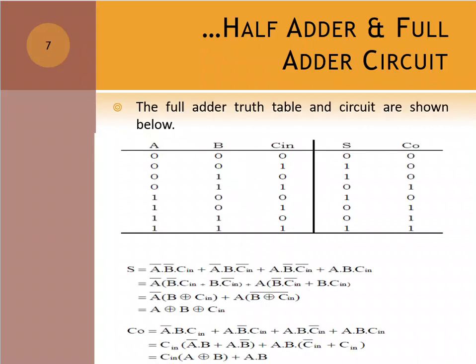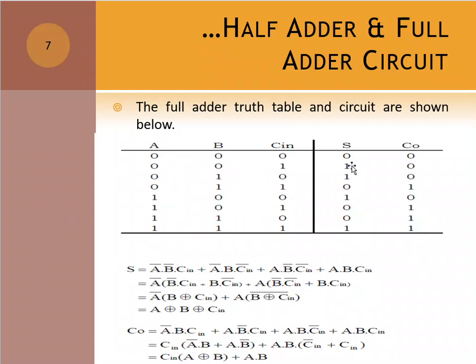So next, if you consider C in here, you are going to have 8 possible combinations. So A0, B0, C in can be either 0 or 1. The same thing when A0, B1, C in can be 0 or 1, so you have 2 possible input variations here. And if you have A1, B0, also C in can be 0 or 1. So in total you are going to have 8 possible input combinations.